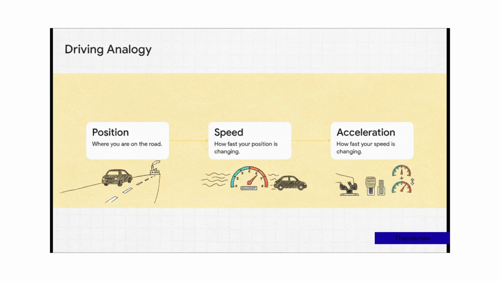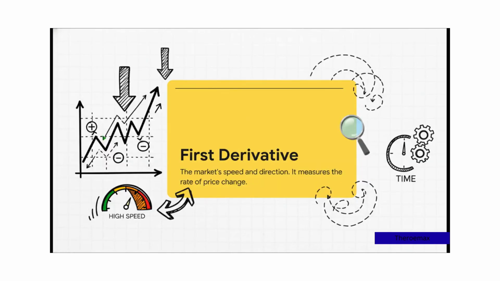First, you've got your position. That's just where you are. Simple. Then you've got your speed, or your velocity, which is just how fast your position is changing. And finally, you have acceleration. That just tells you if you're speeding up or hitting the brakes. It's the rate your speed is changing. See? Simple, right?